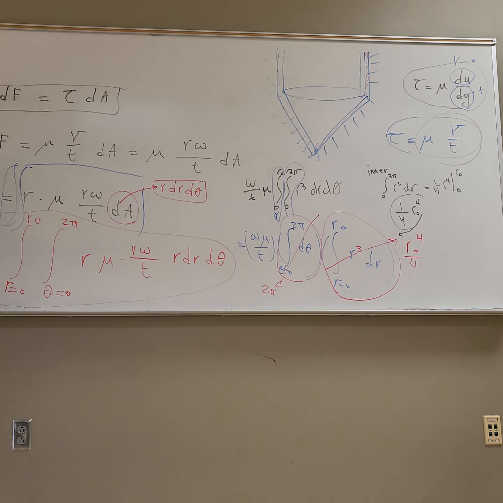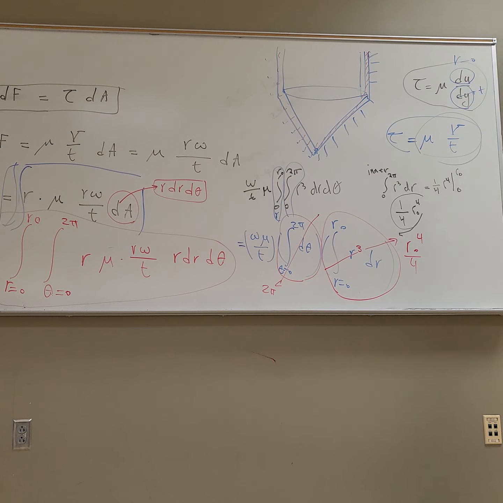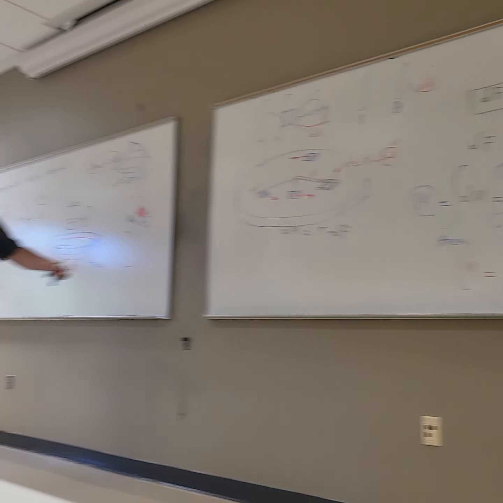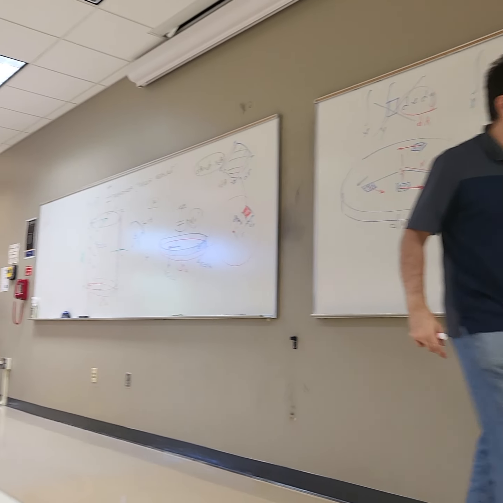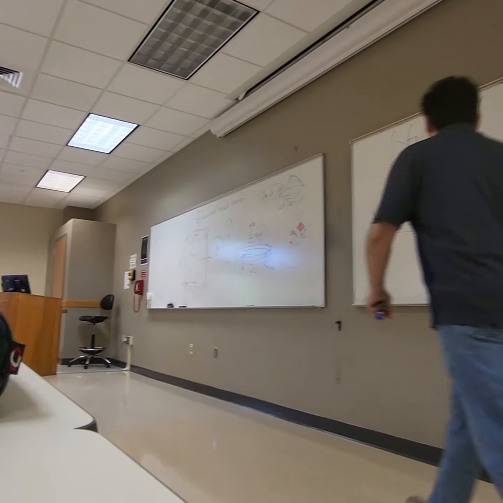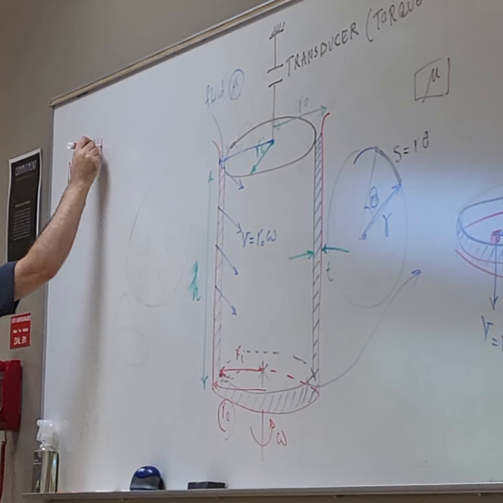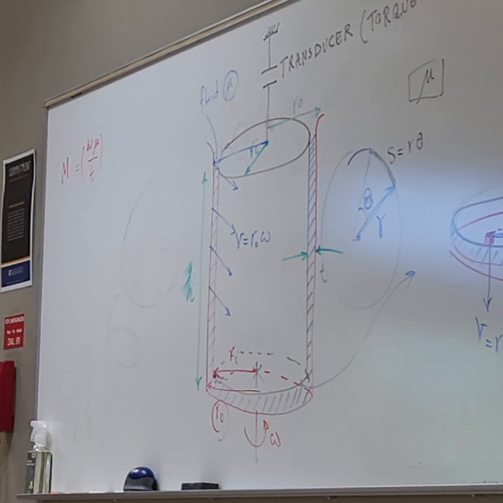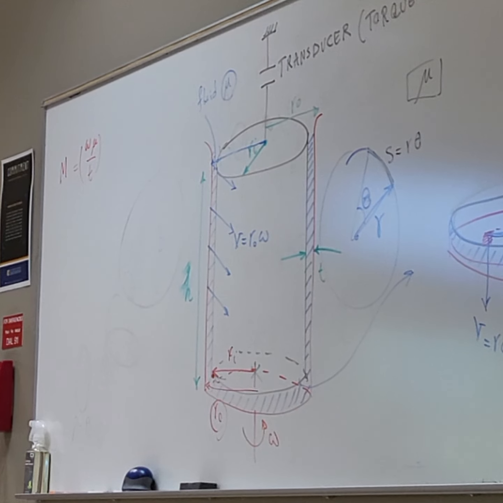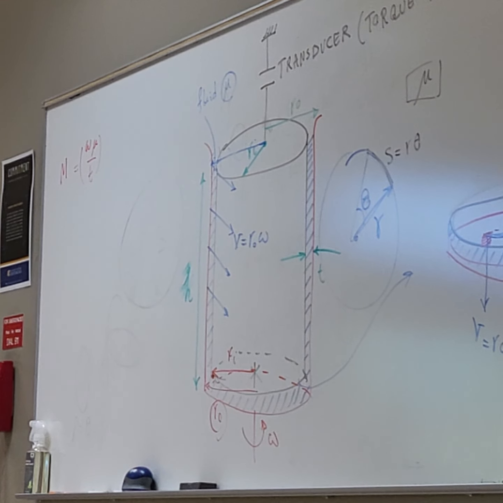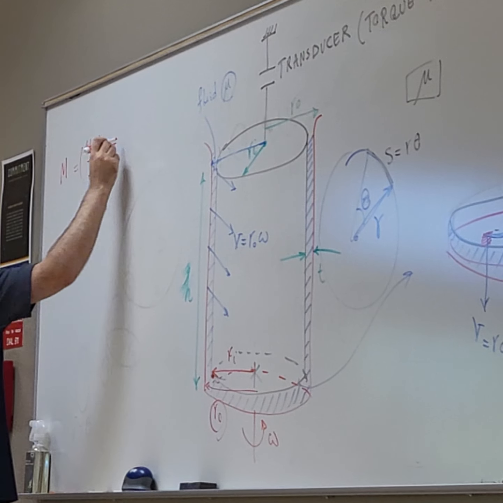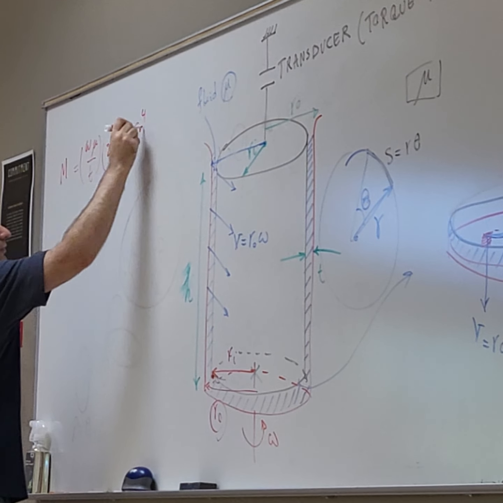Now let's assemble all together. Your left-hand side is M. So I'm going to write the equation here. Your left-hand side is M, the left-hand side of the double integral. Your right-hand side is omega mu over T, that coefficient, times 2 pi times R0 to the 4th over 4.